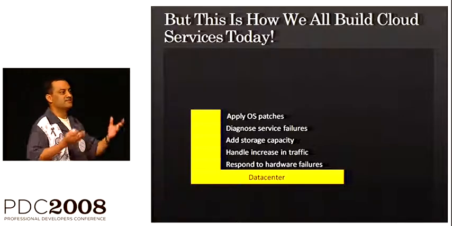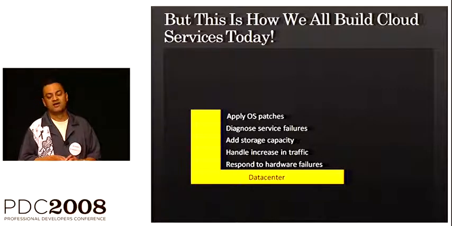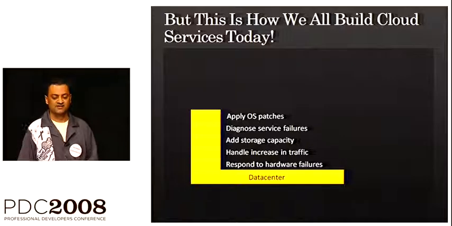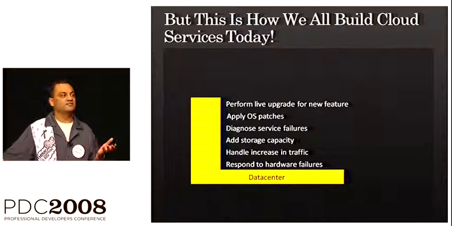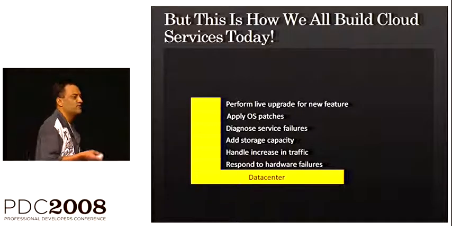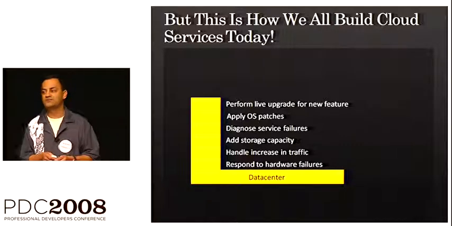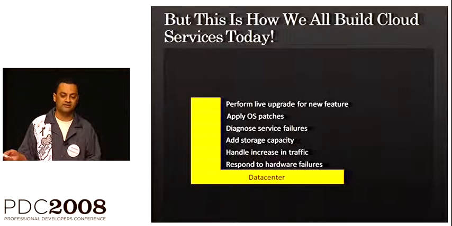There's an operating system running on every box. Unfortunately, we have security issues, and we have to apply patches for these things. Occasionally, we actually do get the time to add new features, which is what our customers want. But every time you add a new feature, you have this problem that you can't actually take the service down in order to put the new feature in. So you have to do a live upgrade. And those of us who've done that know what a challenge that is.